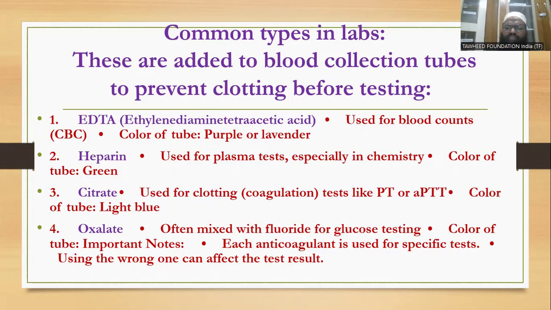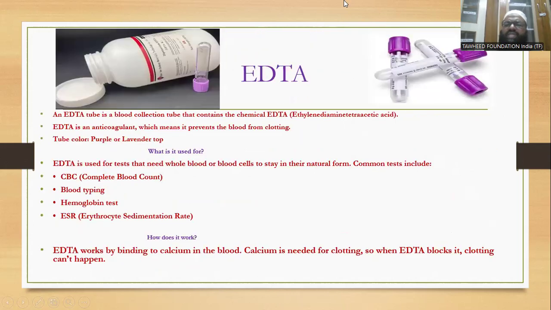And coming to oxalate, often mixed with fluoride for glucose testing. The important note about the tube color is that oxalate will be gray color. So here each anticoagulant is used for a specific test. Using the wrong one can affect the test result. So here first we are going to discuss EDTA.